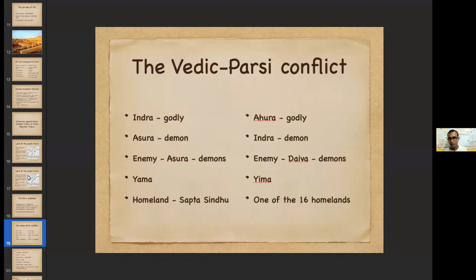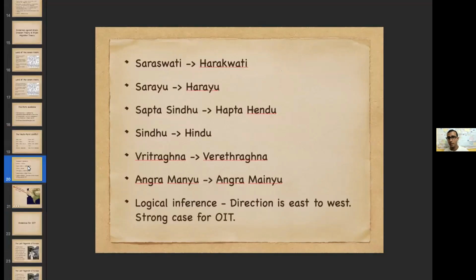So we saw about Yama. We had Yama, and they also had a similar concept of Yama, which is Yima. And the homeland of the Vedic Aryans was the Sapta-Sindhu region. And the Parsis say that we had 16 homelands, and one of them was the Sapta-Sindhu region. In their language, they call it Hapta Hindu. And the Hapta Hindu eventually became Hindu. Okay, so Sapta Sindhu became Hapta Hindu, and Hapta Hindu became Hindu. So we find that the word Hindu is derived in this direction.